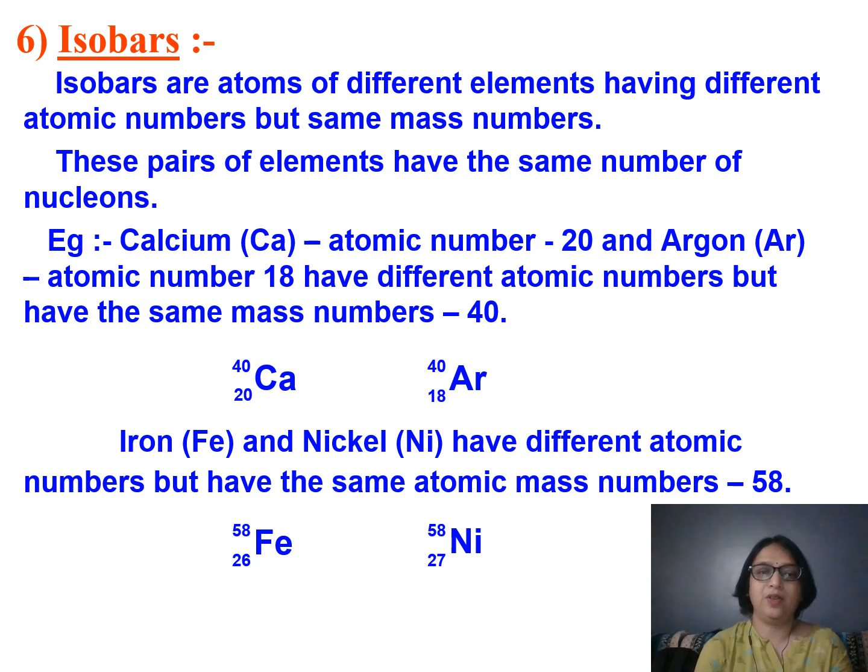We can also see this in the case of iron, Fe, and nickel, Ni. In both cases the atomic numbers are 26 and 27, but their mass number is 58. So now, after learning isobars, this chapter has finished.